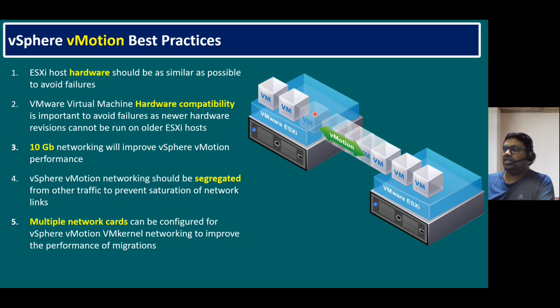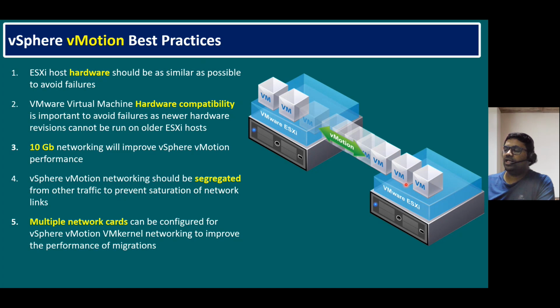But in this migration, VMware's recommended best practice is that both ESXi host hardware should be as similar as possible to avoid failures. If you have different hardware, definitely there will be some compatibility errors. In some scenarios we can enable EVC mode, enhanced vMotion compatibility mode. Even if you want to enable enhanced compatibility mode, both ESXi host CPUs should be of the same family.